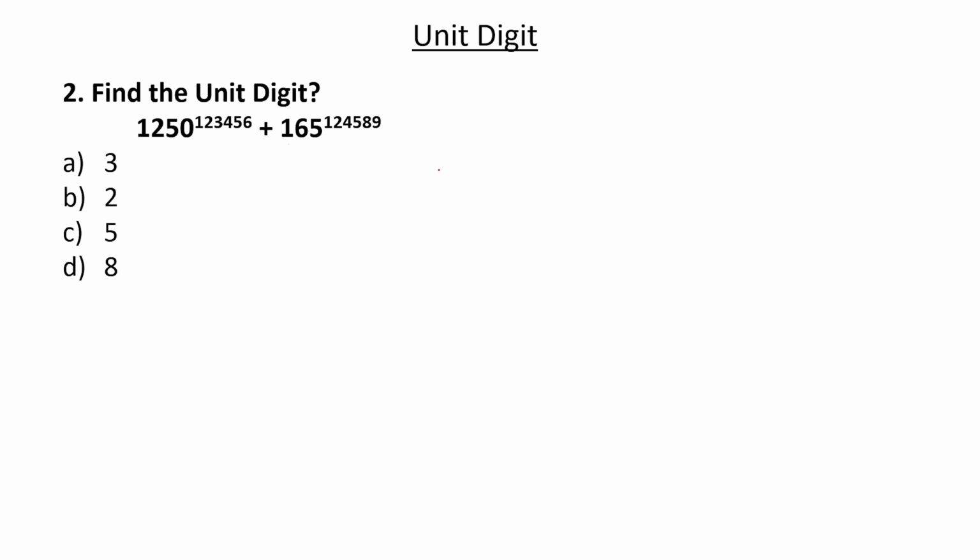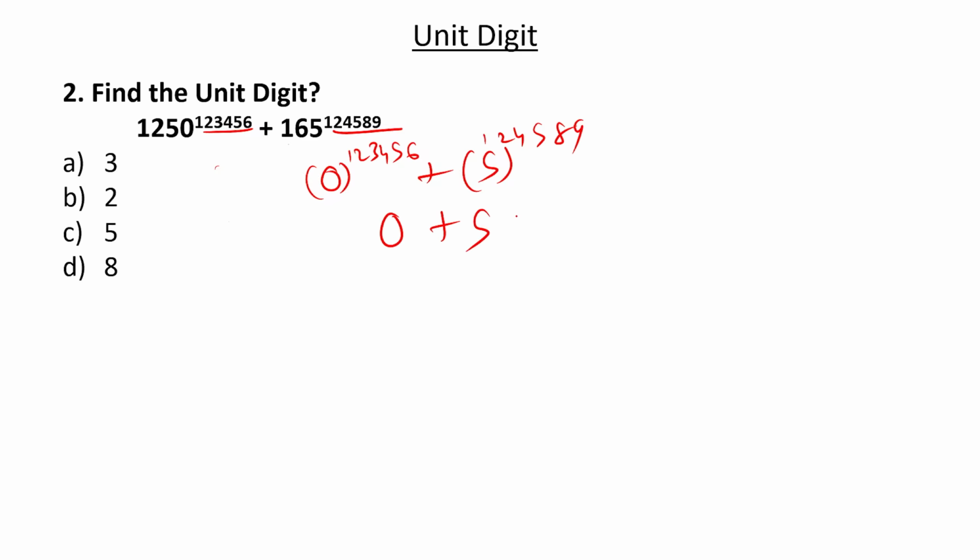It is also the same. There isn't much to think about it. Let's read the question. Find the unit digit of 1250 power of so and so plus 165 power of so and so, whatever is mentioned here. 0 power of anything, 0. 0 power 1, 2, 3, 4, 5, 6 plus 5 power 1, 2, 4, 5, 8, 9. 0 power of anything, 0. 5 power of anything, 5. You'll get the value 5. 5 is the answer. That's how you do it.